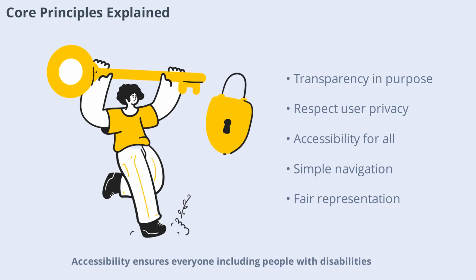Usability and clarity keep navigation simple and easy to understand. Inclusivity and fairness mean representing diverse audiences and avoiding bias. Finally, accountability reminds designers to take responsibility for how their choices impact users.